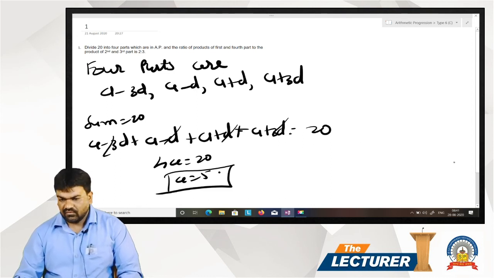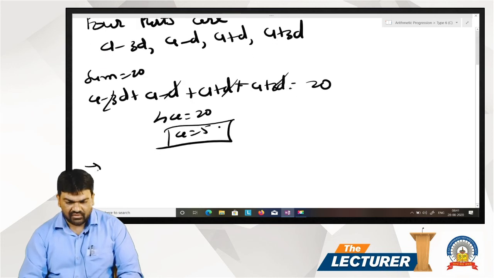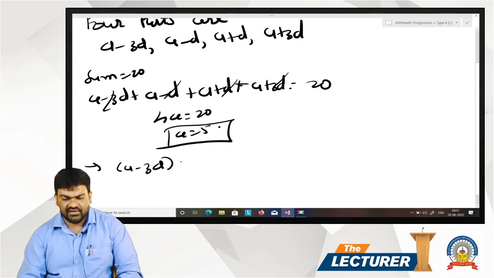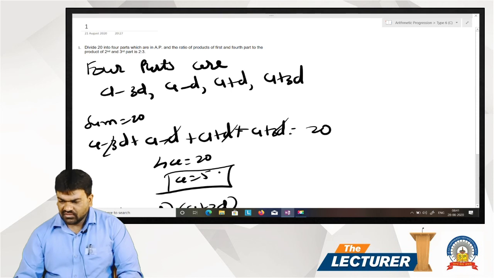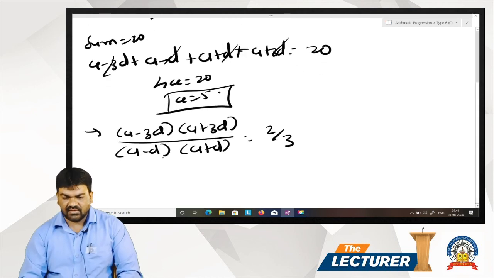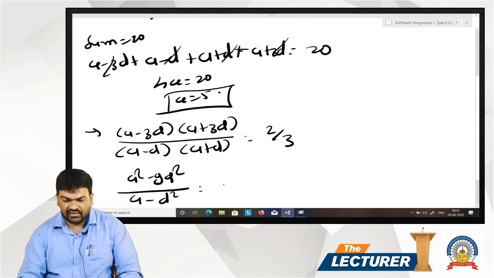Now, the ratio of product of first and fourth part to second and third part. The ratio is given: product of first and fourth part, first part a minus 3d, fourth part a plus 3d, its ratio is with the second and third part, a minus d, a plus d. The ratio given is 2:3, that is 2/3. So a square minus 9d square upon a square minus d square is equal to 2/3.